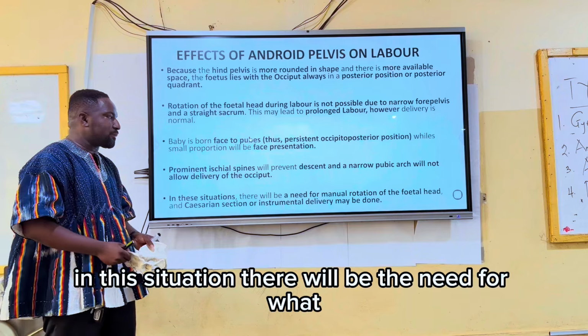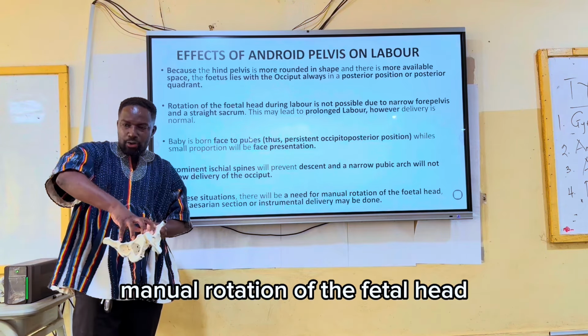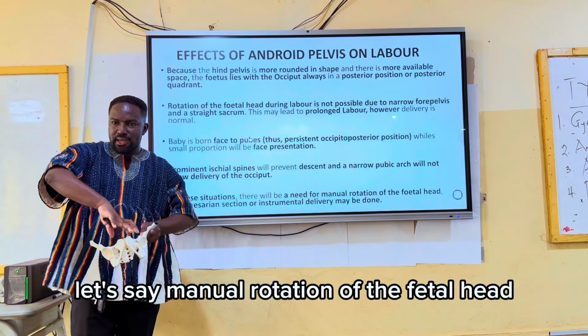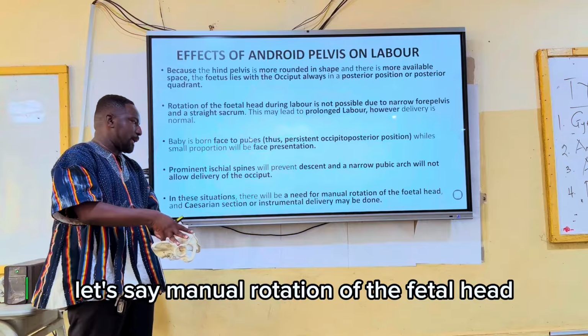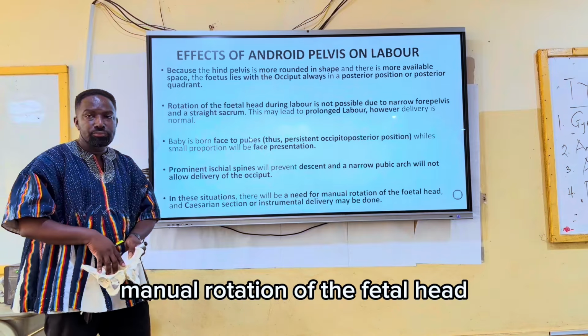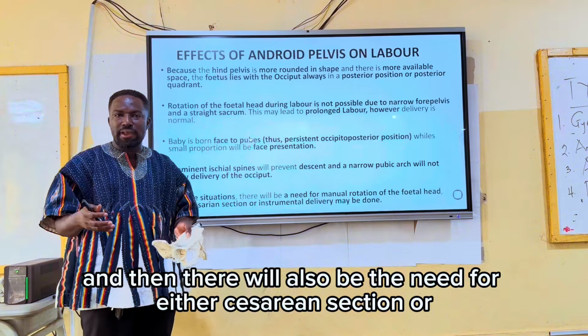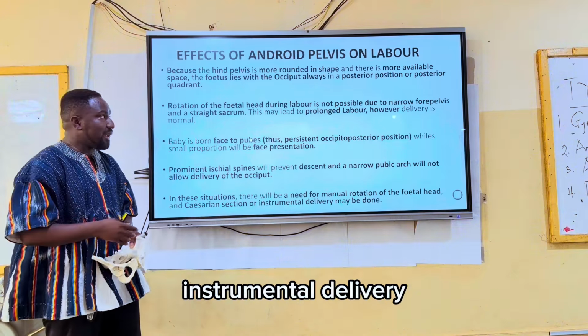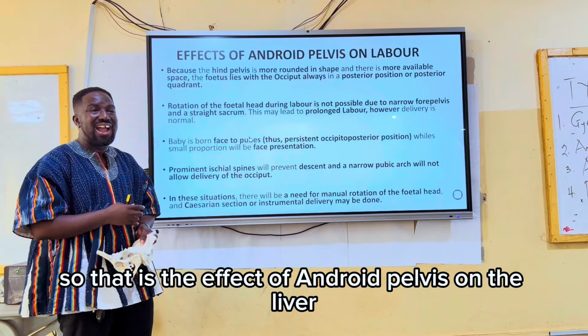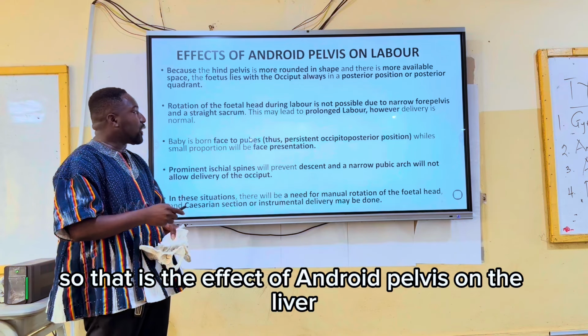In this situation, there will be the need for manual rotation of the fetal head. And then there will also be the need for either cesarean section or instrumental delivery. So that is the effect of android pelvis on labor.